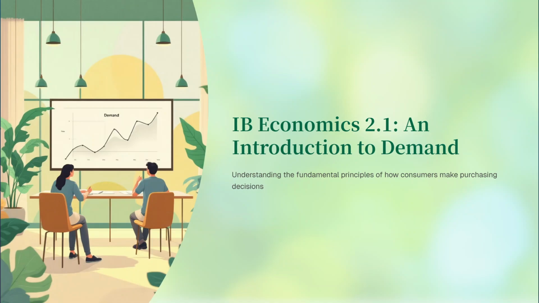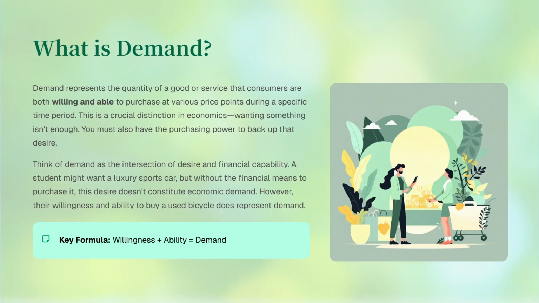Let's get started. So, what is demand in the eyes of an economist? It is not just about wanting something. Demand is the quantity of a good or service that consumers are willing and able to buy at various prices over a certain period of time. The two keywords here are willing and able. You might be willing to buy a private jet, but if you are not able to afford it, you are not part of the demand for private jets. Both conditions must be met. The key formula is willingness plus ability equals demand.